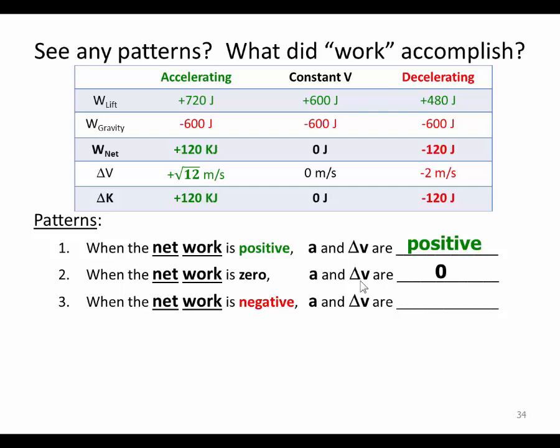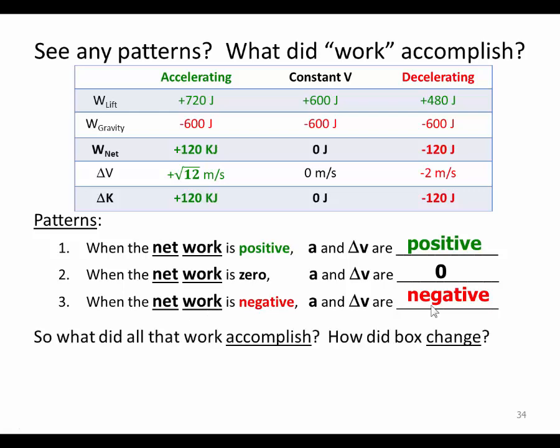Finally, when the net work is negative, in this case it was negative because we were lifting with a smaller force and gravity is pulling down on us. So we had a net negative result in our work, and we were slowing down. Our acceleration was negative and our change in velocity was negative. So when our net work is negative, that just means we're slowing down. We have a negative acceleration.